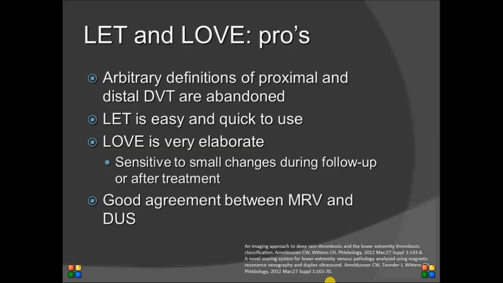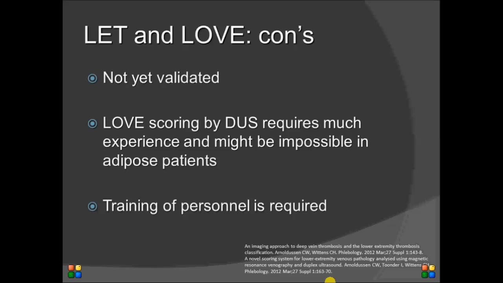So the pros is that we have a better registration of the pathology in each segment, and we can use it in a physiological way to select patients. That's the benefit of those scoring systems. But of course, they are not yet validated. We have to work on it, but those things have to be really registered in the future, like when we started in the 90s, the CEAP classification.